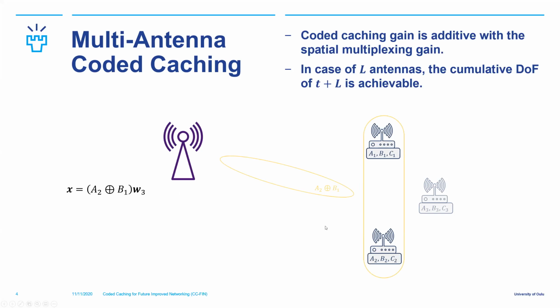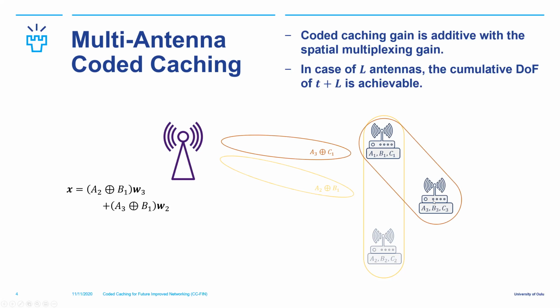So for this scenario, we create a codeword for users 1 and 2, A2 XOR B1, and then we zero force or suppress it using beamformers at user 3. Because we have 2 antennas, we can suppress at 1 user. Similarly, we create a codeword for users 1 and 3, A3 XOR C1, and zero force it at user 2. And another codeword for users 2 and 3, B3 XOR C2, and zero force it at user 1. And with this single transmission, we can serve all the users simultaneously.